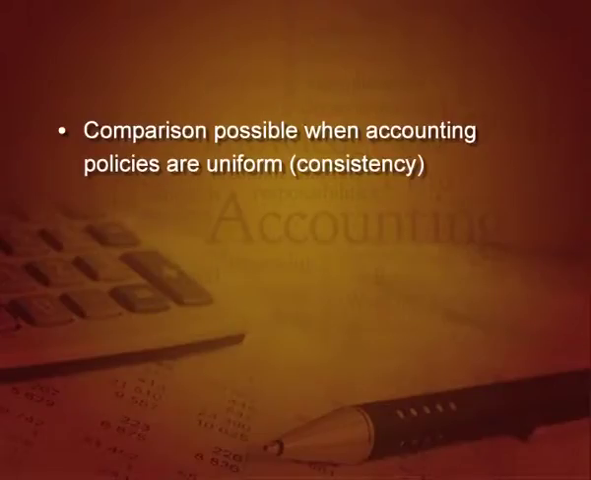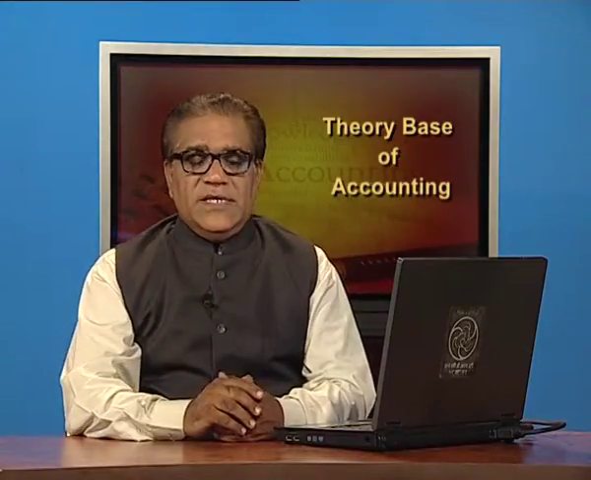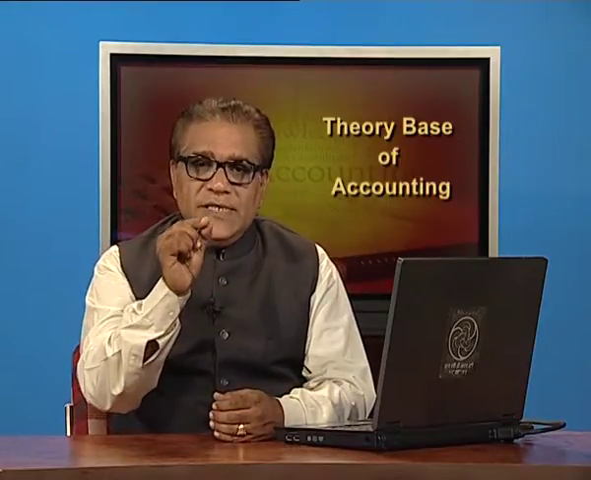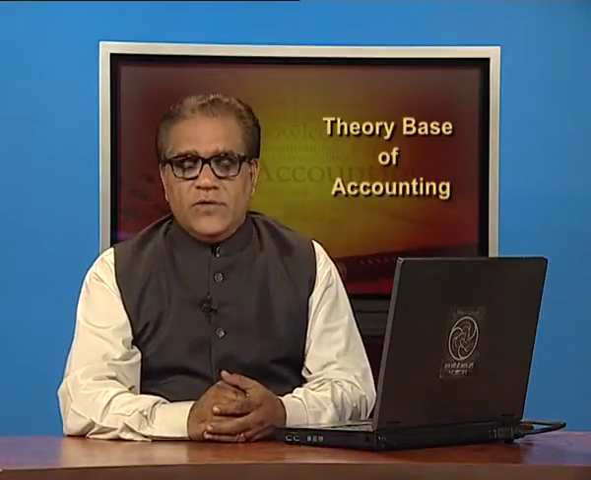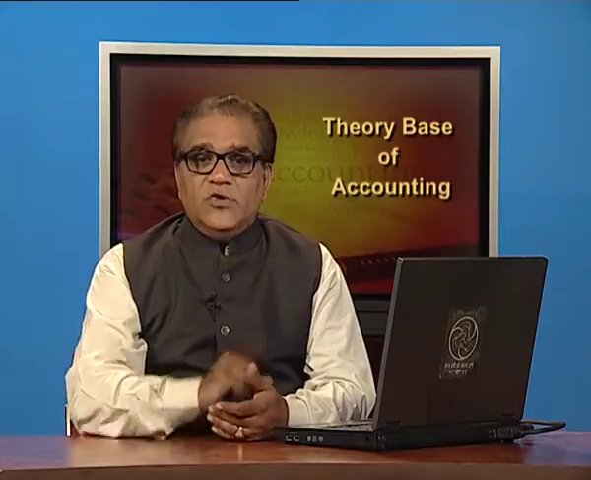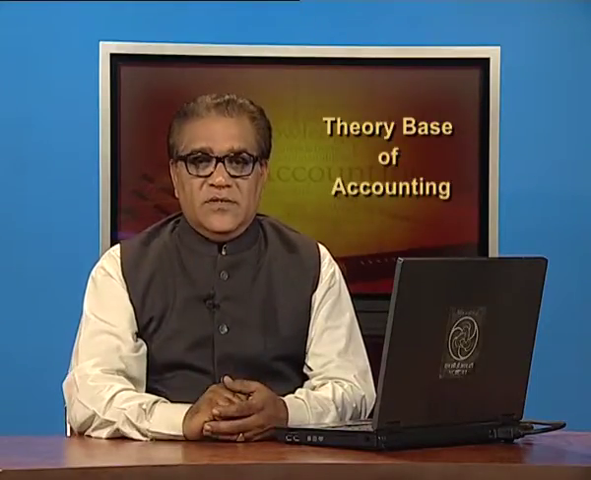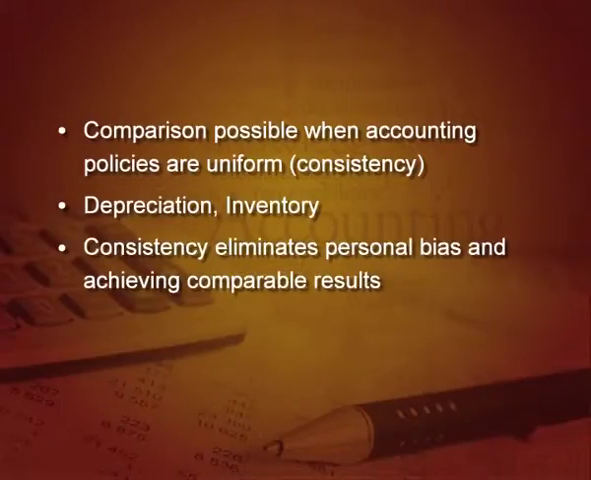For example, depreciation, inventory. There are various methods. These will be discussed in the coming chapters. Depreciation means when the asset is used, it is called depreciation, and inventory means stock. There are various policies according to which you can value them. So, if you are using one method in 1 year, you must not change in the next year, so that consistency is there. So, consistency eliminates personal bias and it helps in achieving comparable results.